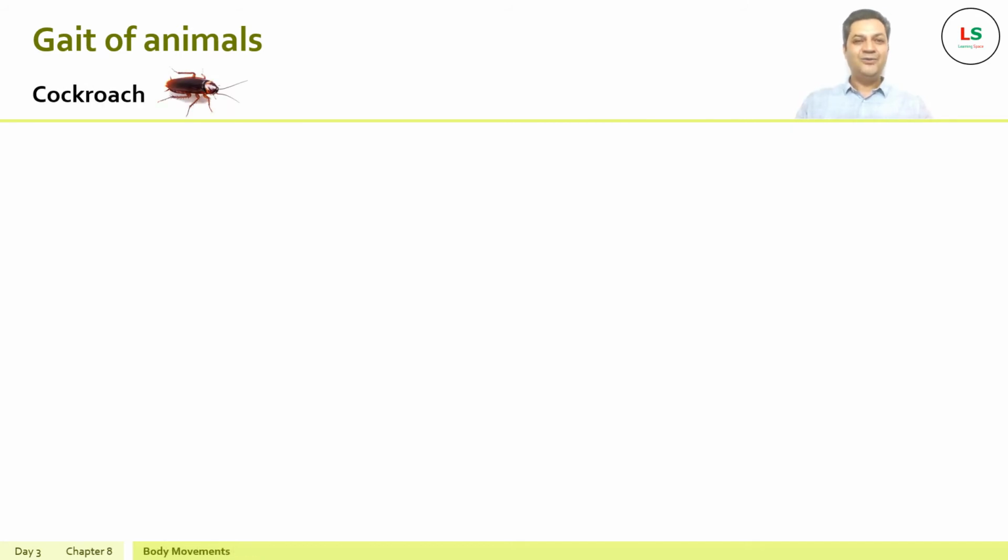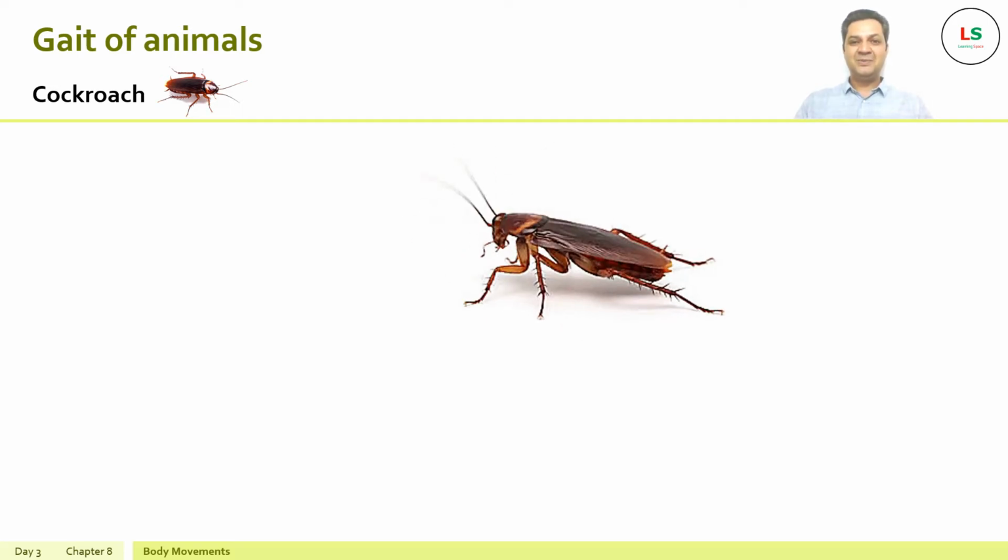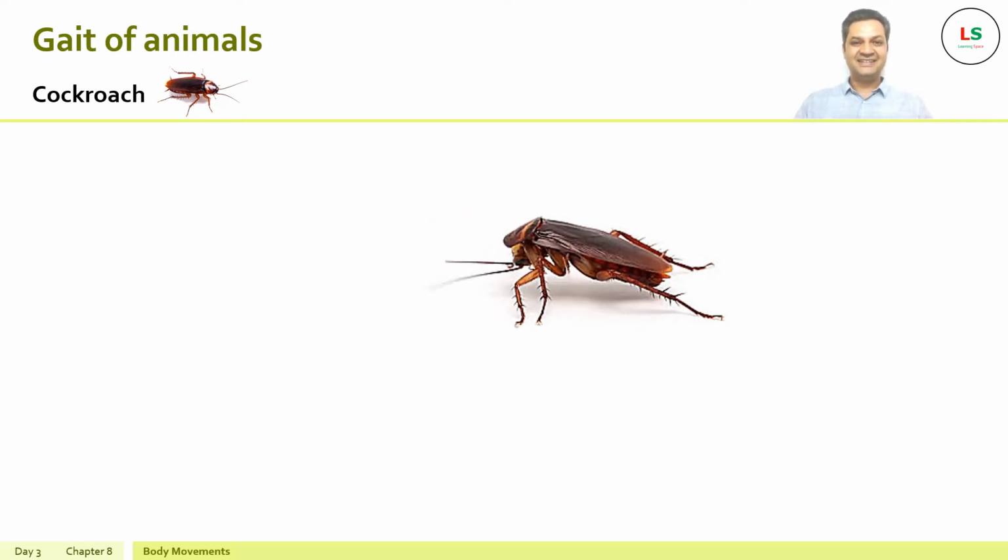Often people scream after seeing a cockroach. They walk, climb, as well as fly in the air. They have 3 pairs of legs. The body of the cockroach as well as its legs are covered with an exoskeleton.